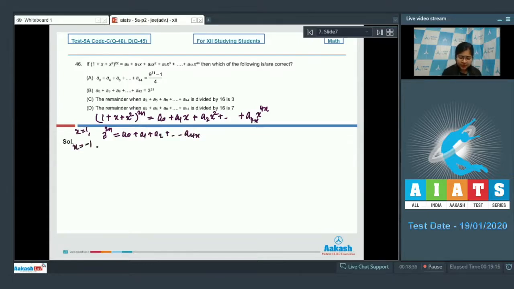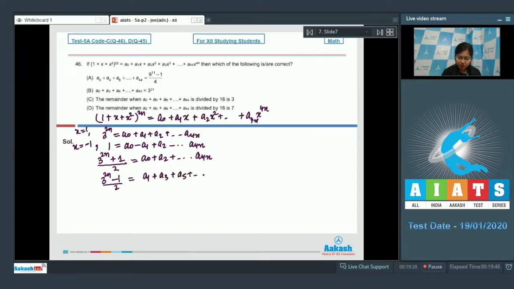Let's put x equal to minus 1. So we will get 1 equal to a0 minus a1 plus a2 and so on up to a 4n. So if we add both these, we get 3 raised to the power 2n plus 1 divided by 2 is equal to A0 plus A2 and so on up to A4n. And if we subtract these two, we get 3 raised to the power 2n minus 1 by 2 equal to A1 plus A3 plus A5 and so on up to A4n minus 1.